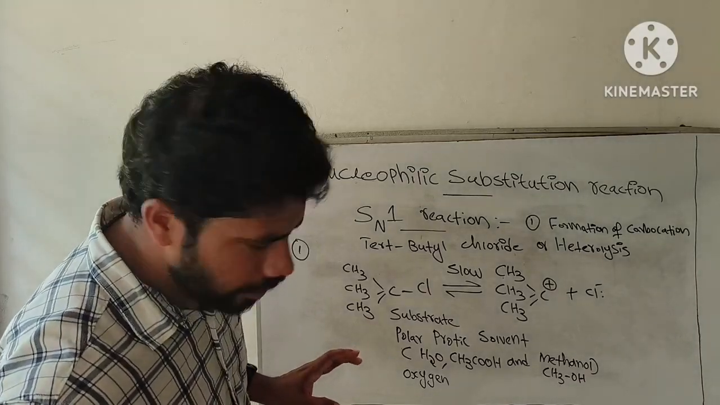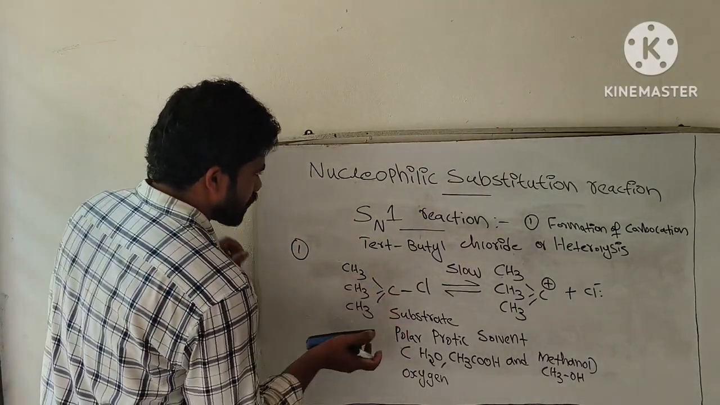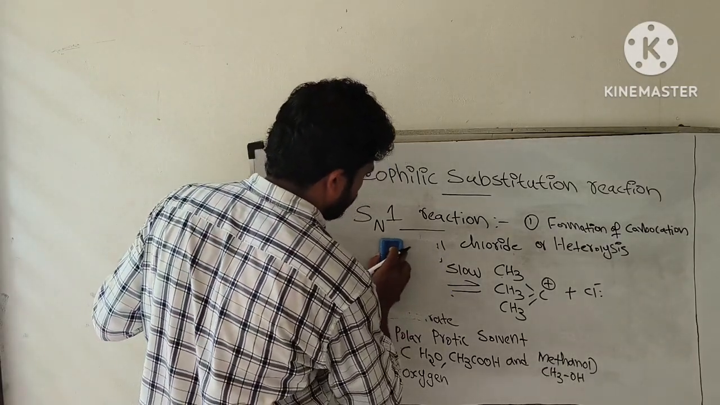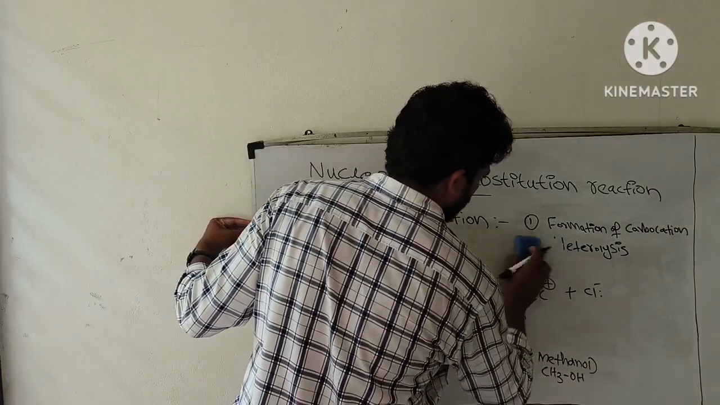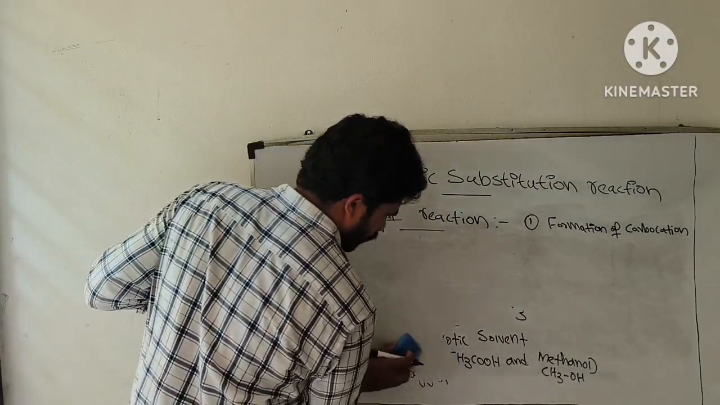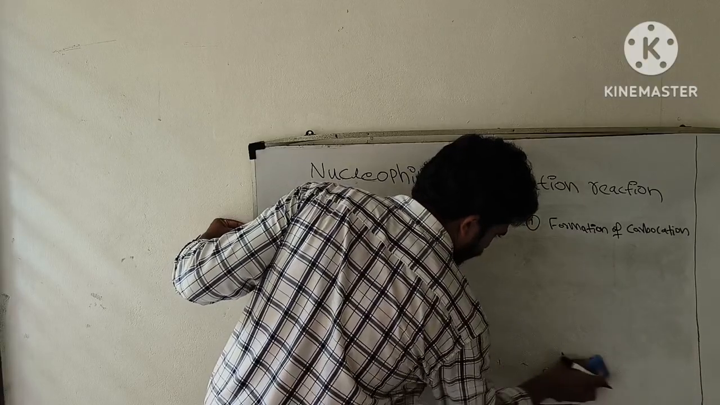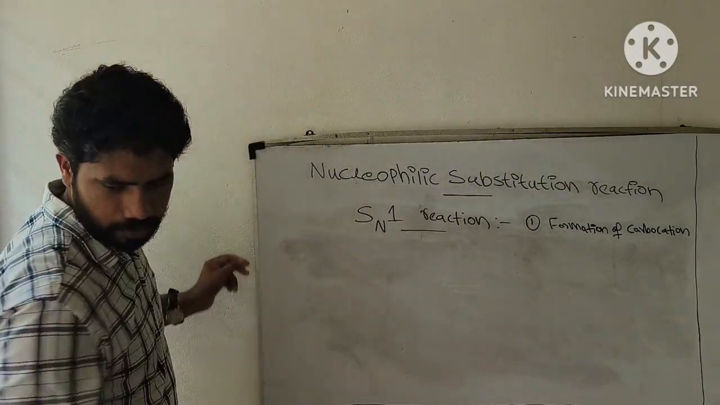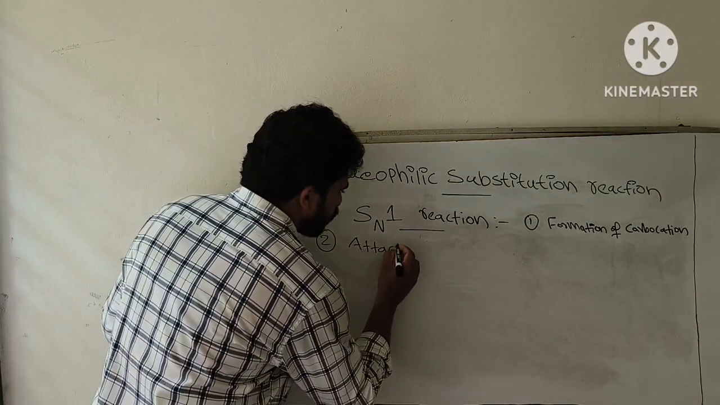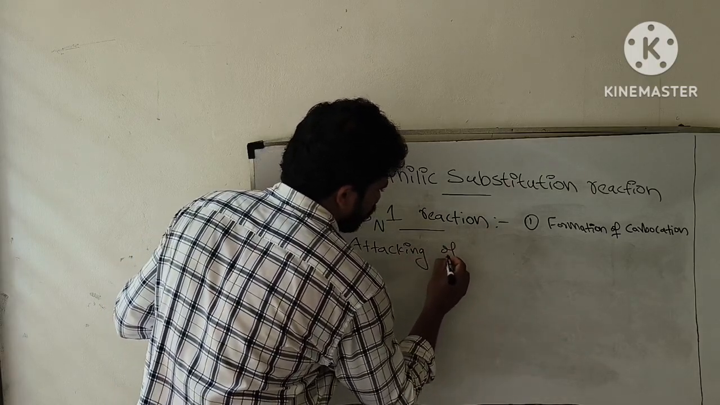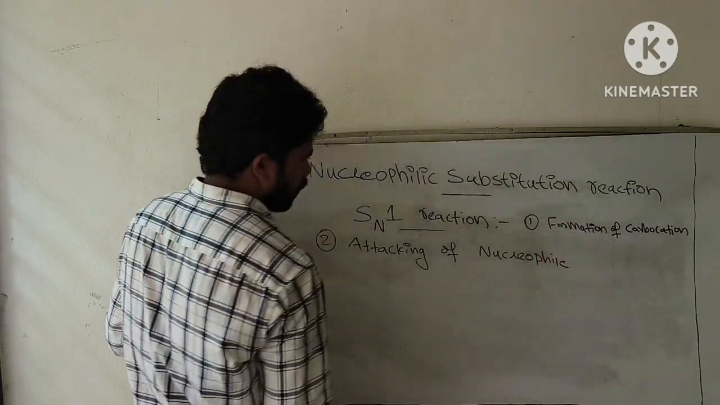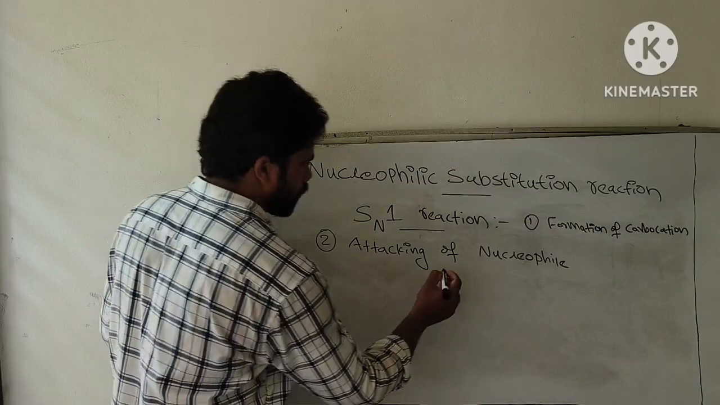Please wait. So next, I have to discuss the second step of the SN1 reaction. The second step is the attacking of nucleophile. Here the carbocation is formed. The next step is the attacking of nucleophile. Okay, this is the second step.